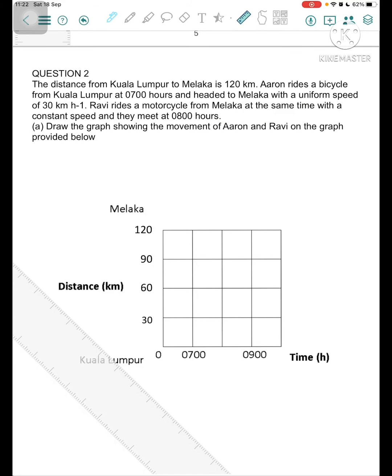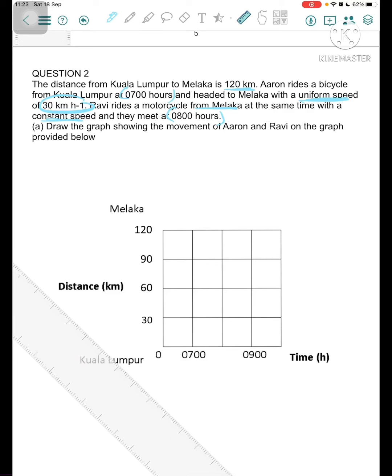Question 2. The distance from Kuala Lumpur to Malacca is 120 km. Aaron rides a bicycle from Kuala Lumpur at 7 hours and headed to Malacca with a uniform speed of 30 km h -1. Ravi rides a motorcycle from Malacca at the same time with a constant speed, and they meet at 0800 hours. So it's a constant speed and both of them will meet at 0800 hours.